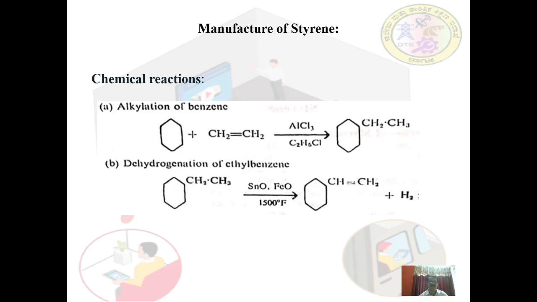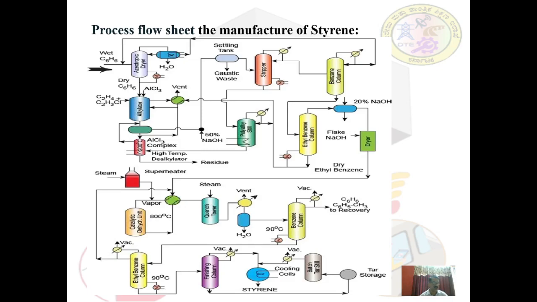The flow diagram for this is this one. Here, alkylation is done under very dry condition with high purity feedstock to avoid activity loss of the catalyst. All benzene feed must be dried by azeotropic distillation.